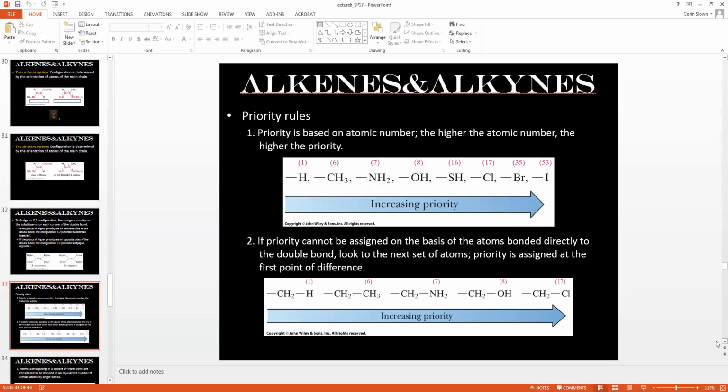So how do we decide priority? Priority is based on the atomic number. So the higher the atomic number, the higher the priority. If you can't assign priority on the basis of the atoms that are bonded directly, then look to the next set of atoms, or whatever is bonded next, and that will allow you to set your priority.